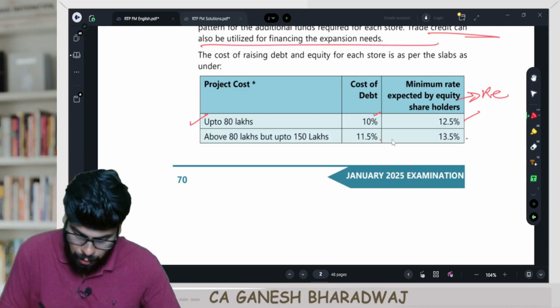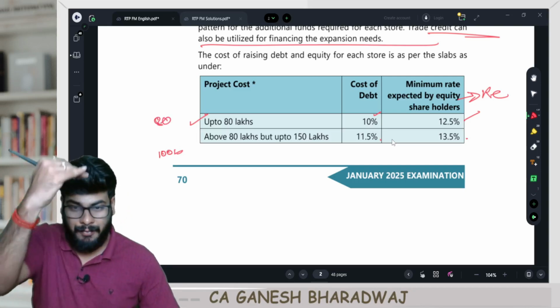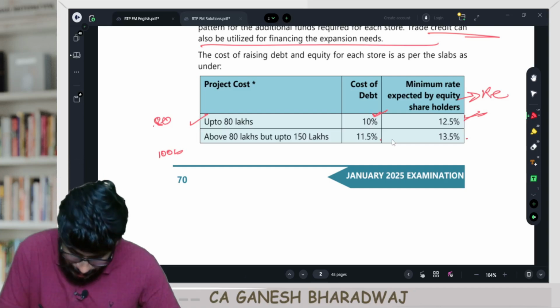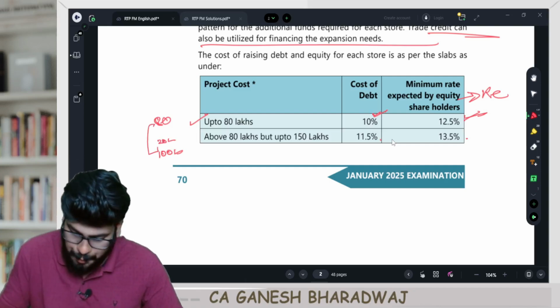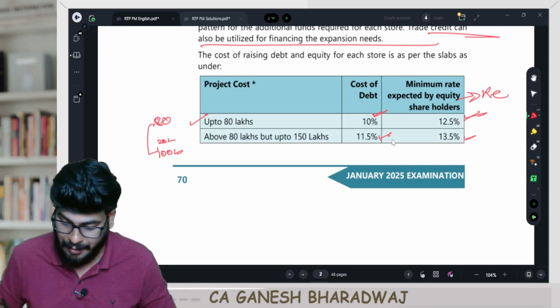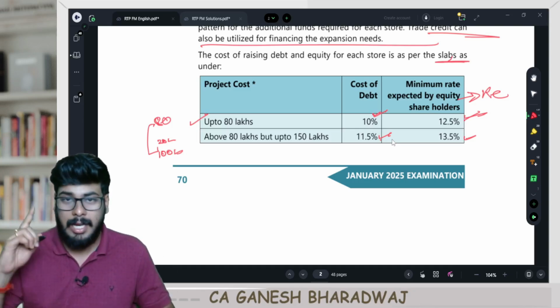Means what? Suppose the company wants to raise 100 lakhs. For the first 80 lakhs, this will be the KD, this will be the KE. For the remaining incremental 20 lakh rupees, this will be the KD, this will be the KE. Are you clear with this? This is what they have given as per the slabs. Very important understanding, right? Fine.